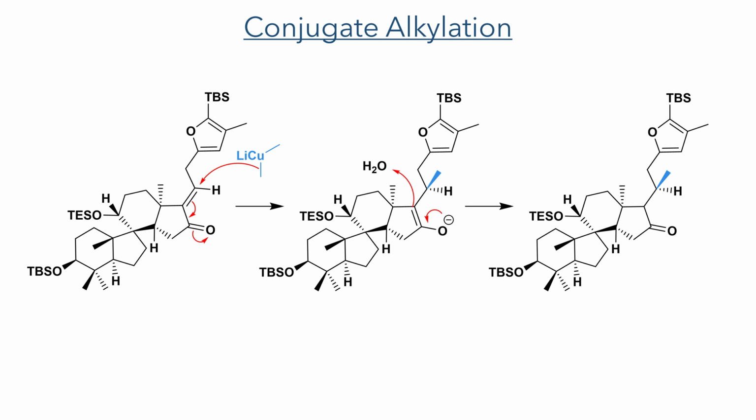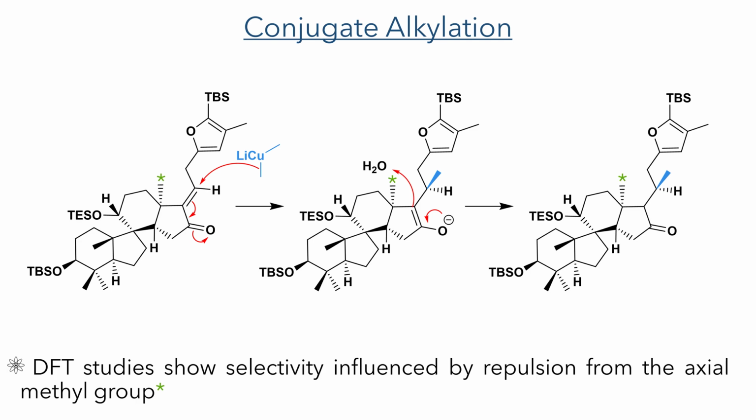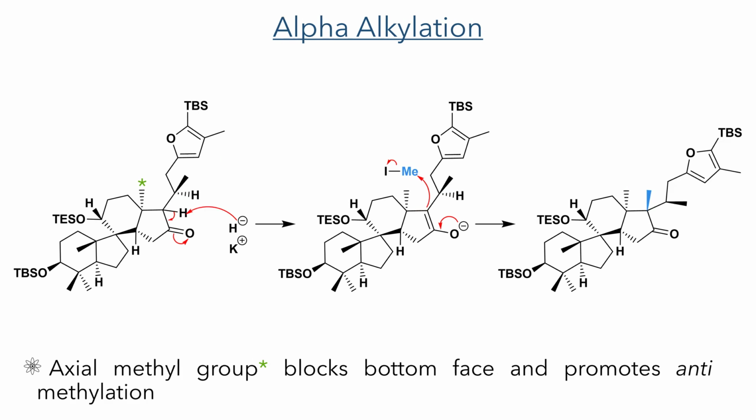This reaction was stereoselective, and the authors carried out DFT studies to explain this. This computation showed that the axial methyl group, here marked with the green star, repulses the oncoming nucleophile and directs it to the opposite face of the molecule. This same methyl group influences the stereoselectivity of the next reaction, which was an alpha alkylation using methyl iodide.